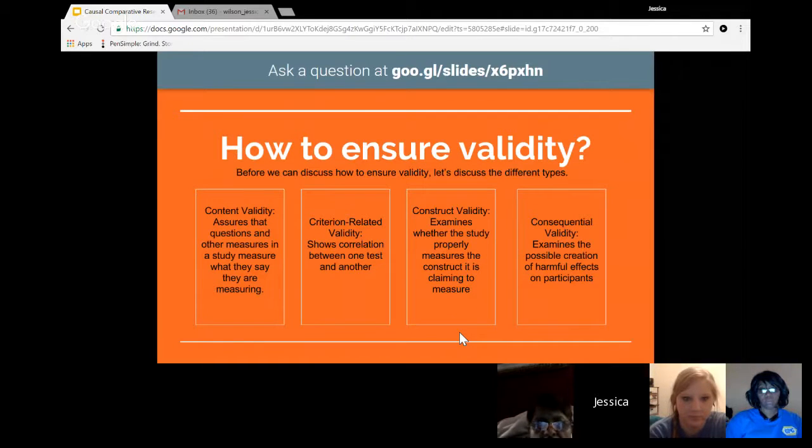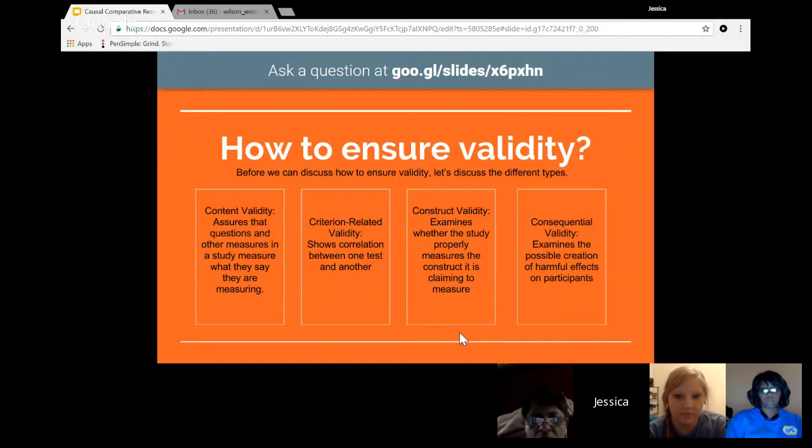The next thing I wanted to talk about is validity, and there are also different types of validity. Content validity assures that questions and other measures in the study measure what they say they are measuring. So that just means that if you're giving a personality test, at the end of it, you aren't attributing shy personality traits to someone who is clearly extroverted.